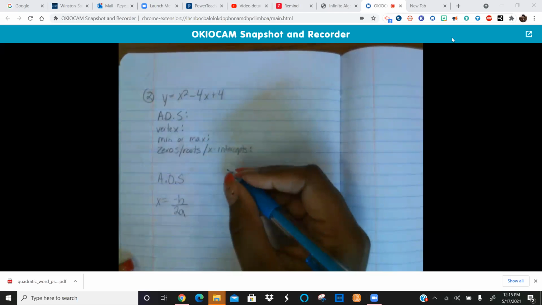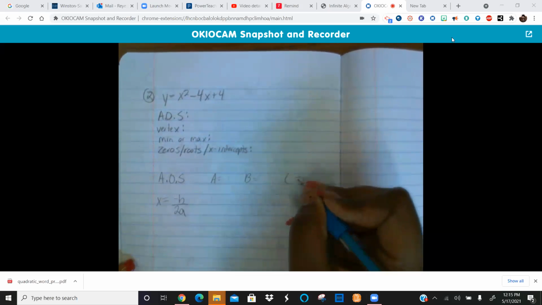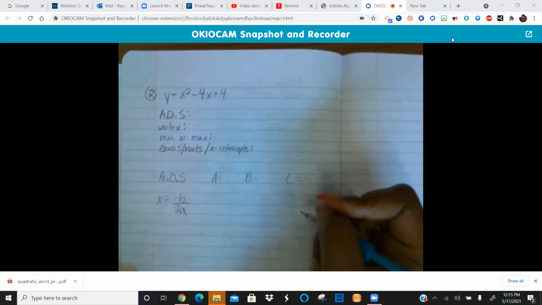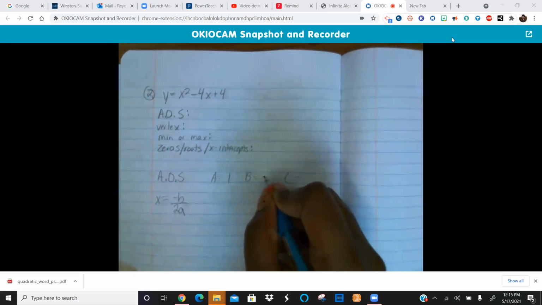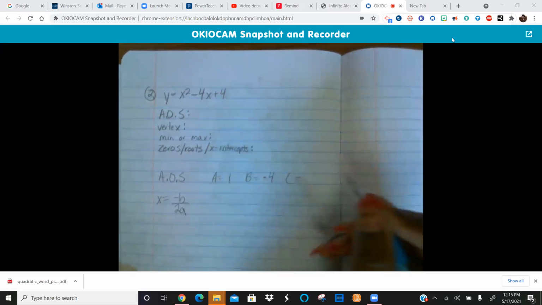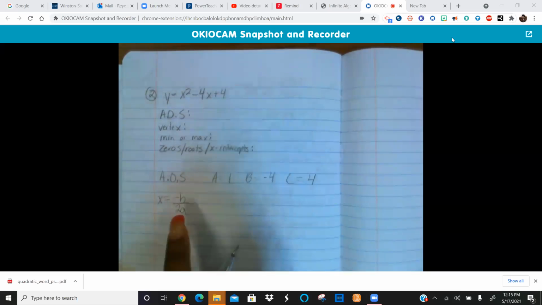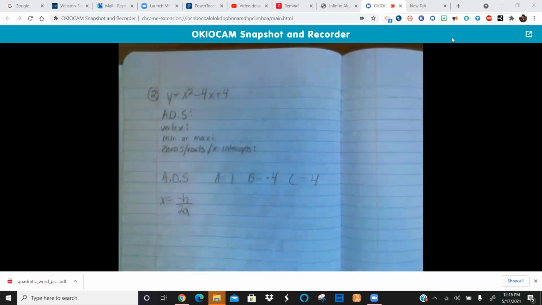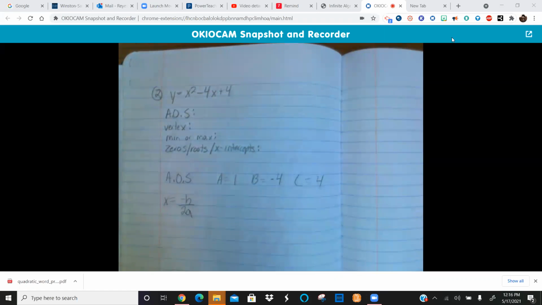So now we're going to label what our A is, our B is, and our C is. What's our A in this? It's 1. Very good. Positive 1. What's our B? Negative what? 4. Good job. And what's our C? 4. Excellent. So now we're going to substitute the information we need to figure out our axis of symmetry, which is that vertical line that cuts the parabola in half. So basically we are writing the equation for that vertical line.